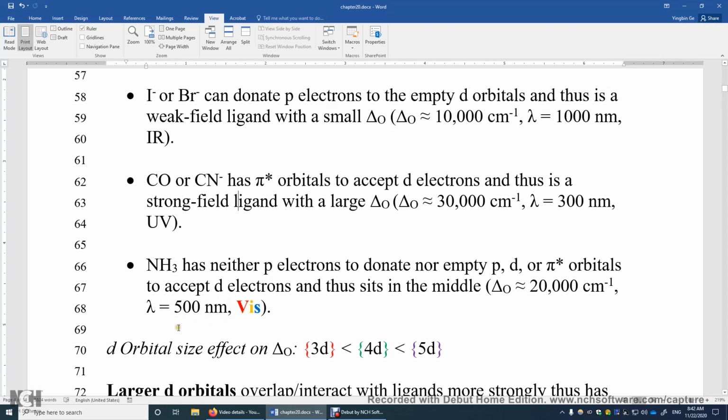Okay, again, this is a semi-quantitative estimate. So when I say 500, it can be from 300 to 800. It's just a wide range around 500 nanometers. But this wide range mostly is in the visible range. That's why when you have ammonia ligands, water ligands, which do not have p electrons to donate, and they do not have empty p orbitals, d orbitals, or pi star antibonding orbitals to accept d electrons, they tend to be colorful.